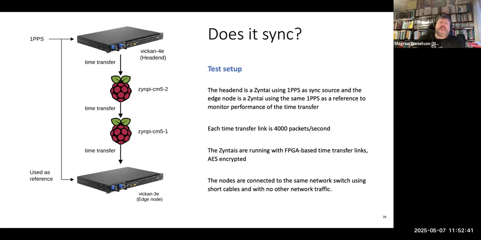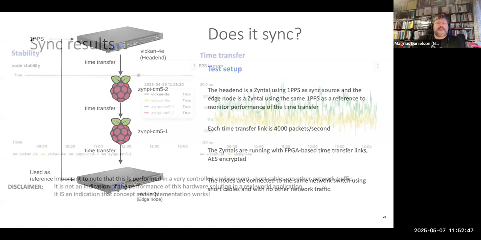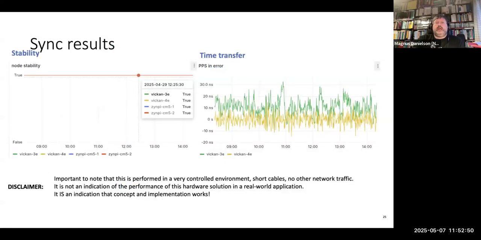So it's a little bit of a golden case, but this is a proof of concept just to see what's possible to do. And here we see that we have really down to tens of nanoseconds over such a link. It's actually quite promising results for something we didn't really do. It's important to remember that this is a very controlled environment, short cables, no other network traffic. But at the same time, it gives an indication of how good such a setup could be.